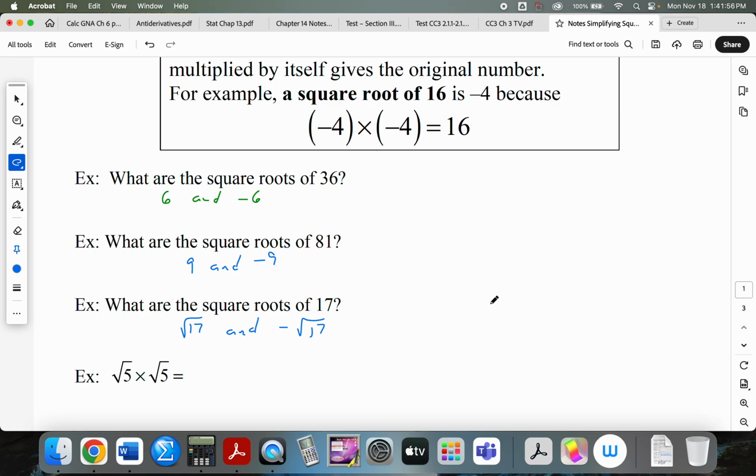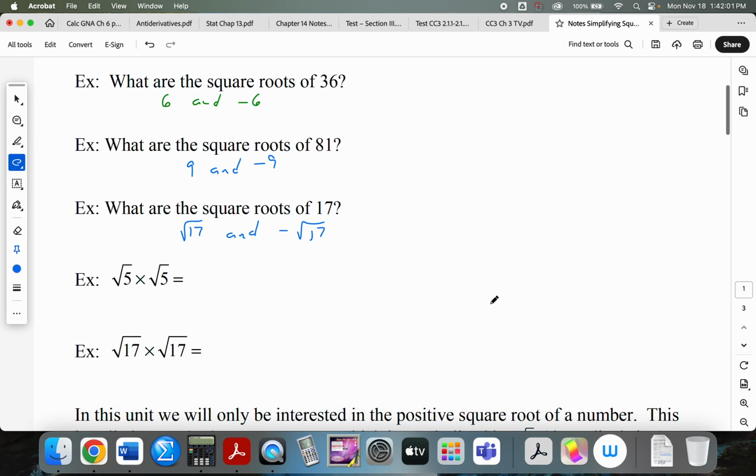One of the things that we're going to do is use this definition to help us simplify things. So when you have the square root of 5 times the square root of 5, the square root of a number is a number that when you multiply it times itself gives you the original number. Well, the square root of 5 times itself is 5. You don't have to do any work on that. The square root of 5 times the square root of 5 is 5. What's the square root of 17 times the square root of 17 then? 17.